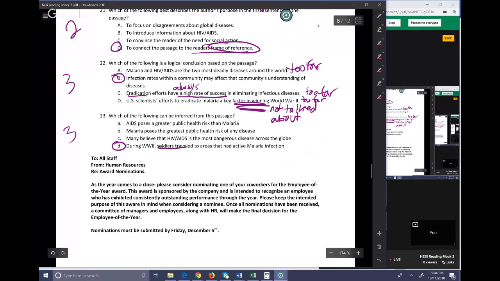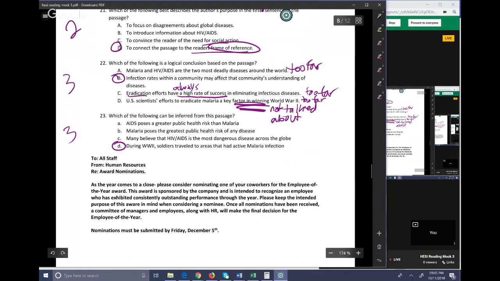During World War II, soldiers traveled to areas that had active infection. Again, you may have inferred that already, and you may have felt like that was stated. It wasn't. What they said was scientists sought new medicines and methods to control spread amongst troops during World War II. So all they said about that was that scientists found new medicines and methods to control spread during that time. They did not say that soldiers traveled to areas that had malaria, but we can infer that they did because otherwise, why would scientists be trying to create a way to stop it from spreading amongst the troops?